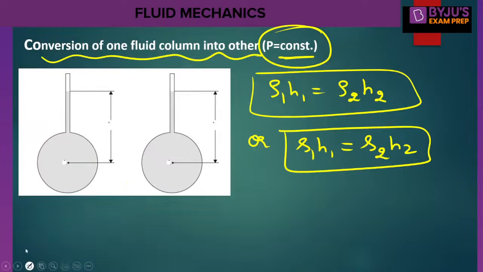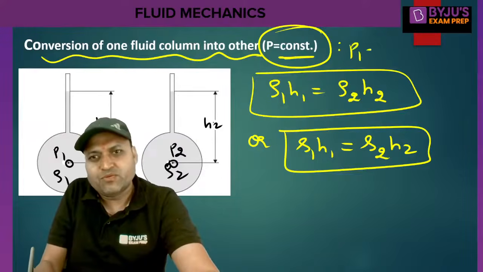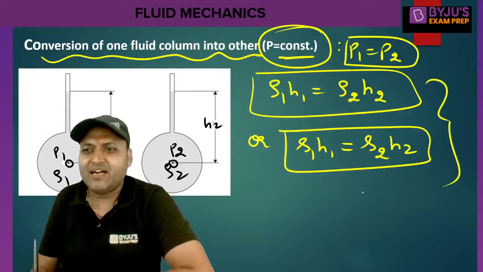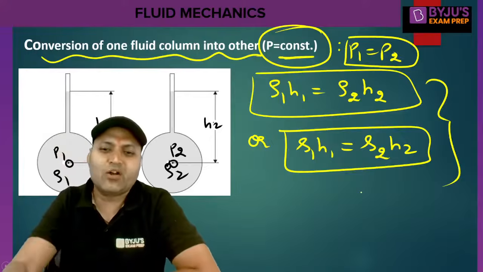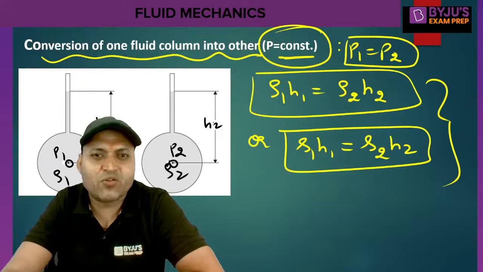For an example, there are two fluids, one is rho1, another is rho2. If we attach a piezometer, H1 is the height, H2 is the height for the second tube. And the pressure P1 is equal to P2, this is the pressure P1, this is the pressure P2. For P1 equal to P2, we can say rho1 g H1 is equal to rho2 g H2. These are the formulas to be used for converting one fluid column into another, or the pressure head of one fluid into the pressure head of another fluid.